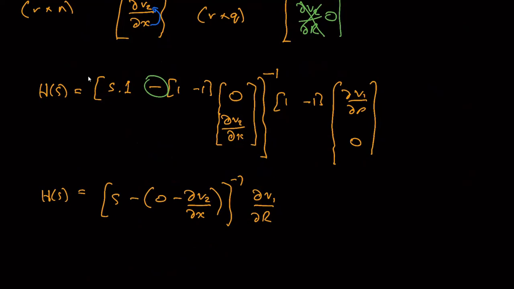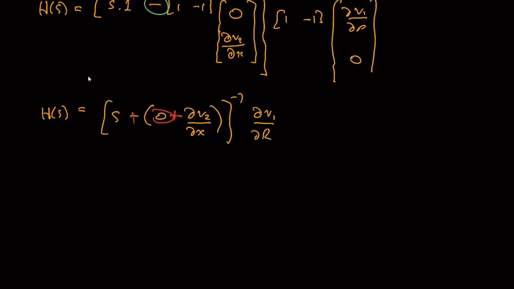Obviously, this 0 here is redundant, and the two minuses cancel out to make a plus. Okay, so let's rewrite this. And then the inverse of a single scalar is just the reciprocal. So we end up with this form. So we get 1 over s plus dv2/dx times dv1/dr, and that's the transfer function.